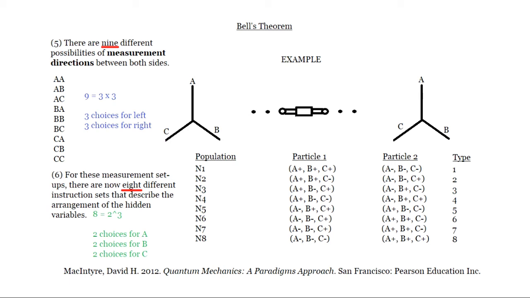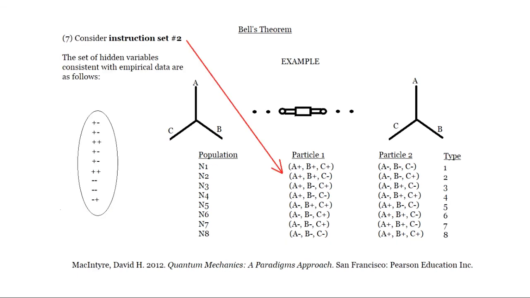So if you just look at the table closely, you can see that the different arrangements are as they're stated. But let's go through a little bit more detail so this becomes really clear. Consider instruction set number 2, for example. The set of hidden variables consistent with the empirical data are going to be as follows. So look on the left-hand side, we have a list here of different pluses and minuses circled in black.